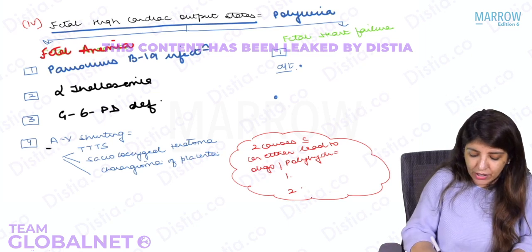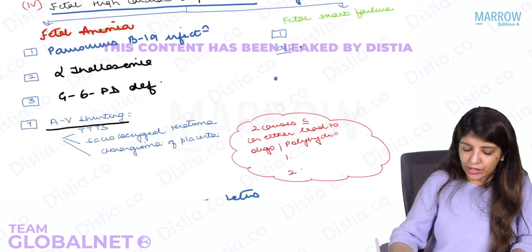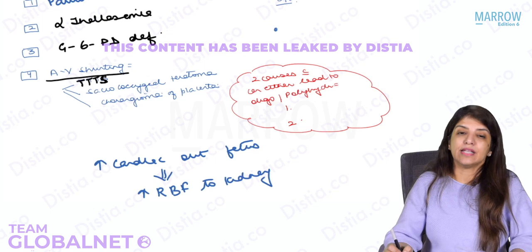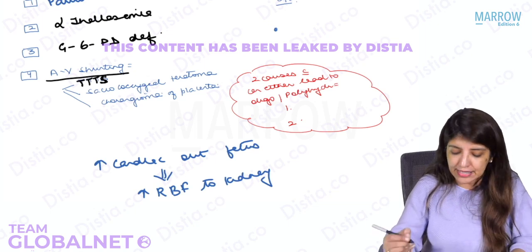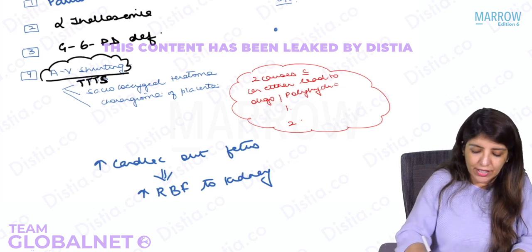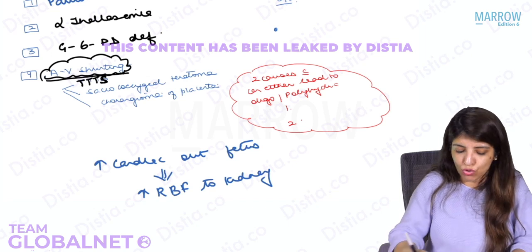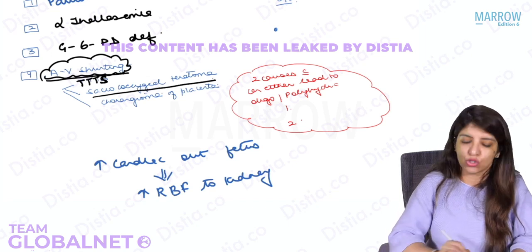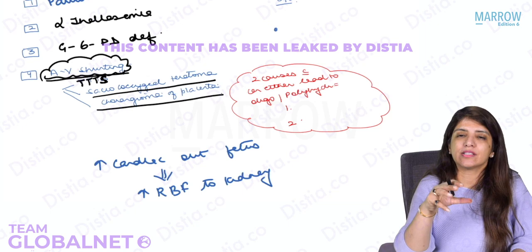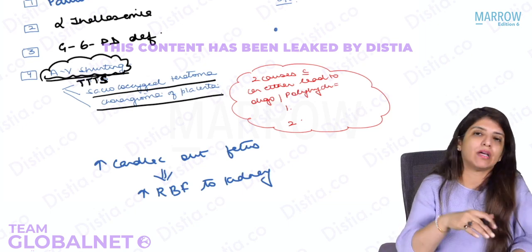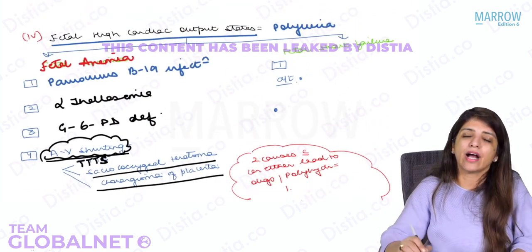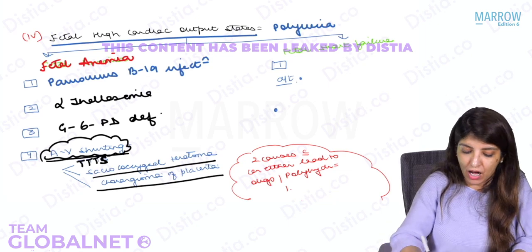Or if there is arteriovenous shunting, and this arteriovenous shunting again is seen in twin-to-twin transfusion syndrome. It is seen in sacrococcygeal teratomas, and it is seen in chorangioma of the placenta, right? So AV shunting is seen in twin-to-twin transfusion syndrome, it is seen in sacrococcygeal teratoma, and it is seen in chorangioma of the placenta. So all these things lead to fetal anemia, and because of fetal anemia, there is going to be polyuria. Another reason for high cardiac output is whenever there is fetal heart failure.